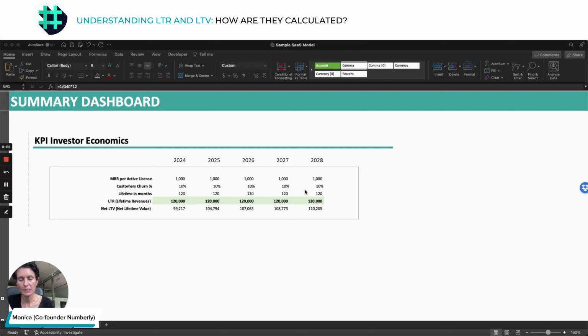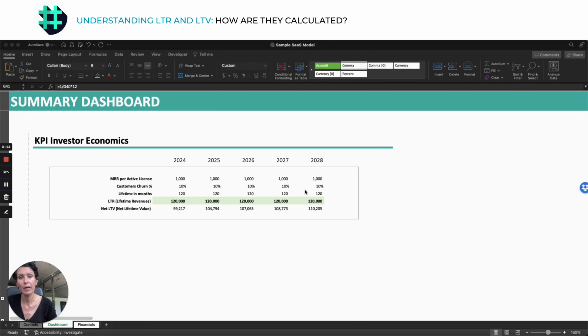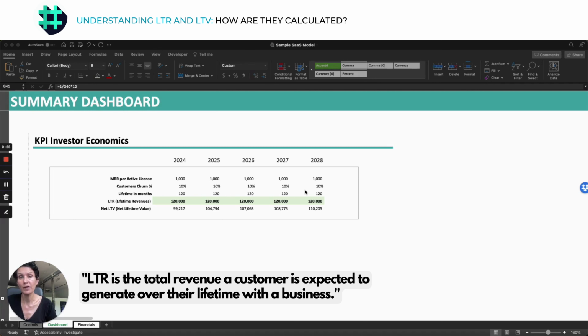So the concepts of customer lifetime revenue and customer lifetime value are really important both for you and your team to have a good handle on, and also for your potential investors, because there's a really good chance that they're going to ask you about it. They'll probably ask you, what is your customer acquisition cost or CAC on a unit basis, and what is your lifetime revenue or lifetime value of any customer?